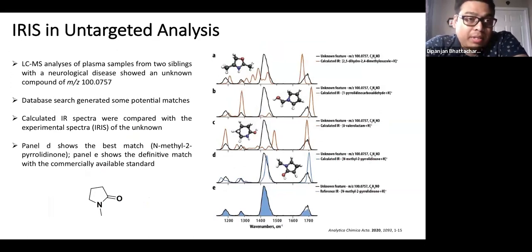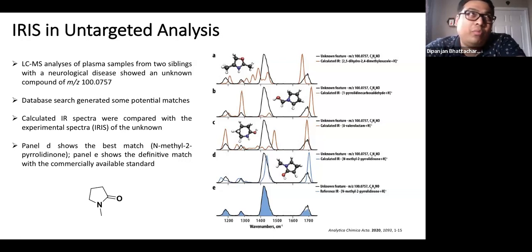I'll show you an example here of the application of this technique in untargeted analysis. In this example, people were performing LCMS analysis of plasma samples of 2 siblings. They were suffering from neurological disease, and they saw an unknown peak at 100.0757. They did a literature search in the database, and they found quite a few matches. They basically created the theoretical IRIS spectra of all those.